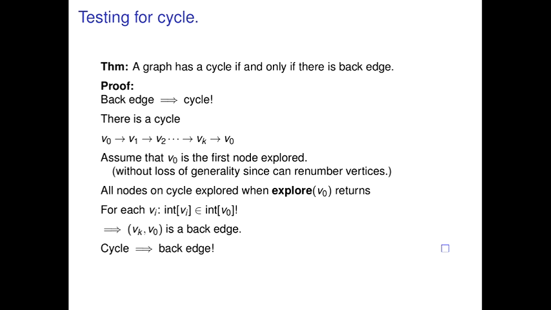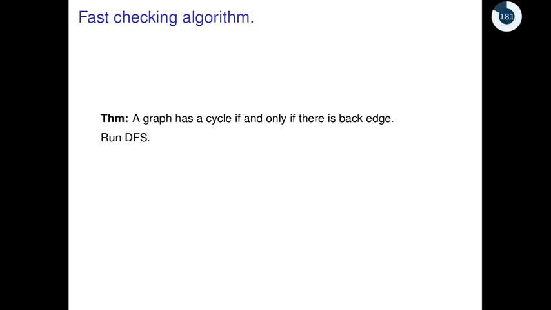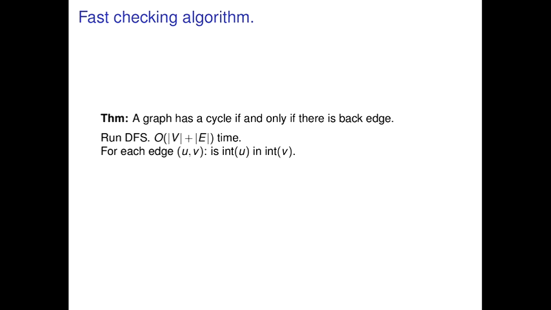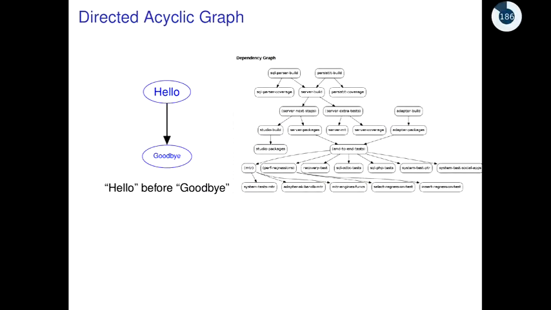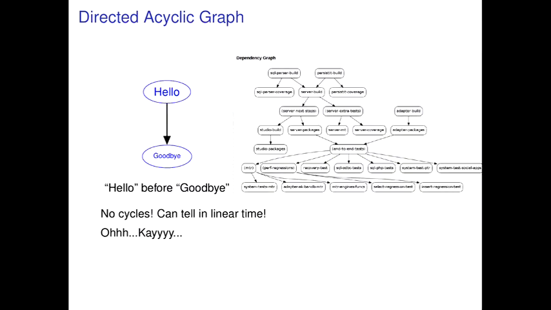What did I really want to do? Okay. So this is order V plus E time. For each edge, all you have to do is check whether the intervals are contained in the right way for the back edge. So this is a fast algorithm for saying something's acyclic. But what we really want to do is, these guys have no cycles, and we can tell in linear time. So that's nice. Okay, well, what good is that? It's not much good, right? We really wanted to do something else.